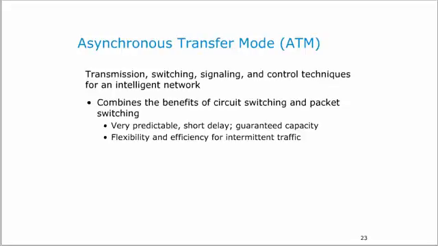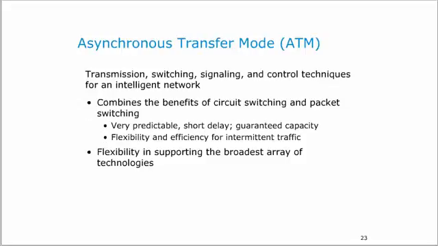ATM combines the benefits of circuit switching, which include predictability, short delay, and guaranteed capacity, with those of packet switching, which include flexibility and efficiency for intermittent traffic. These characteristics of ATM enable the high-speed transfer of voice, video, images, graphics, and data through public and private networks. ATM has been widely adopted because of its unmatched flexibility.